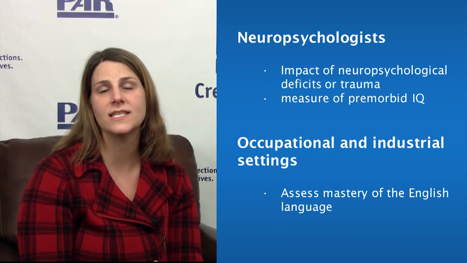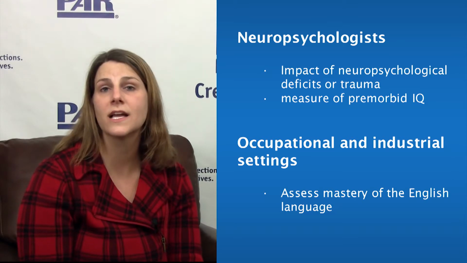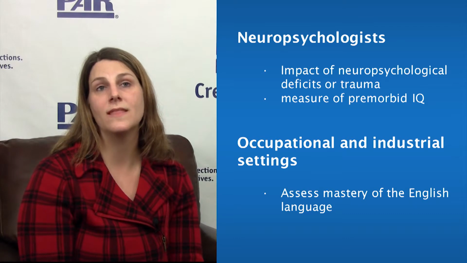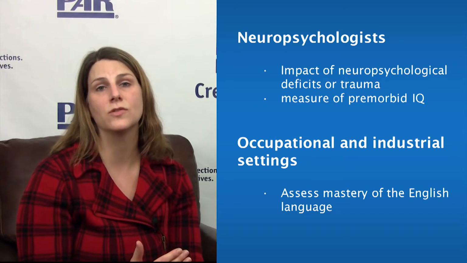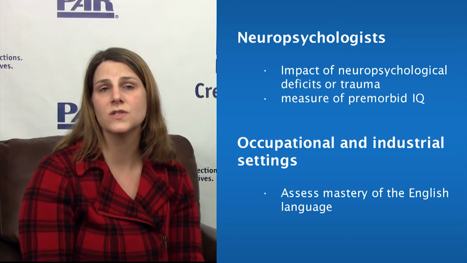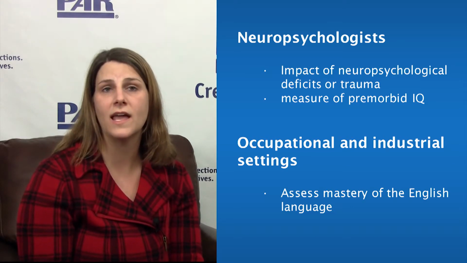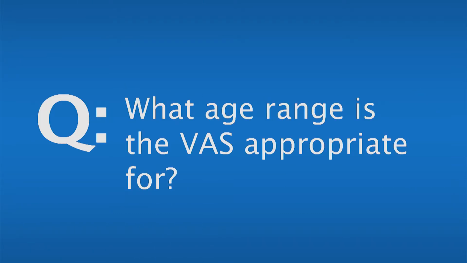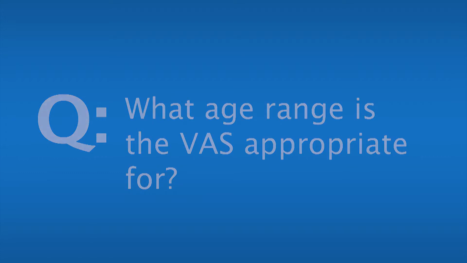Neuropsychologists would use it to assess the impact of a variety of different neuropsychological deficits or trauma on vocabulary development. They might potentially use it to also measure premorbid IQ. And occupational and industrial psychologists may want to use the VAS to assess mastery of English language before they give them any other assessments. And what age range is the VAS appropriate for?